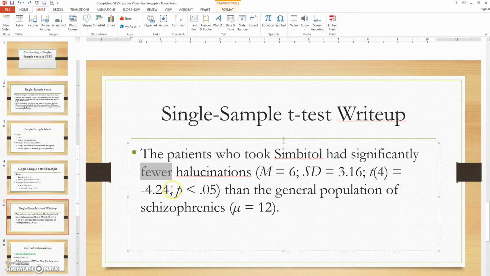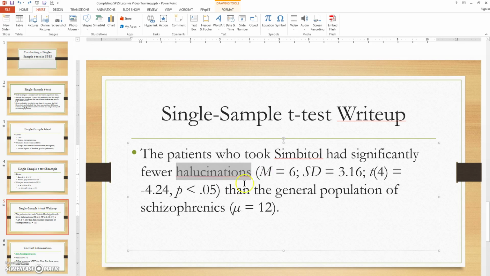Third, you want to make sure that you indicate the direction of the difference. Were there more hallucinations, fewer hallucinations, or no difference in hallucinations? So don't just say there was a difference, say more or less. Next, indicate what the dependent variable is. In this case, the dependent variable is the number of hallucinations. So you say hallucinations. You don't just say the patients who took Symbitol scored differently or had lower scores. You need to indicate what those scores are. In this case, it's hallucinations.